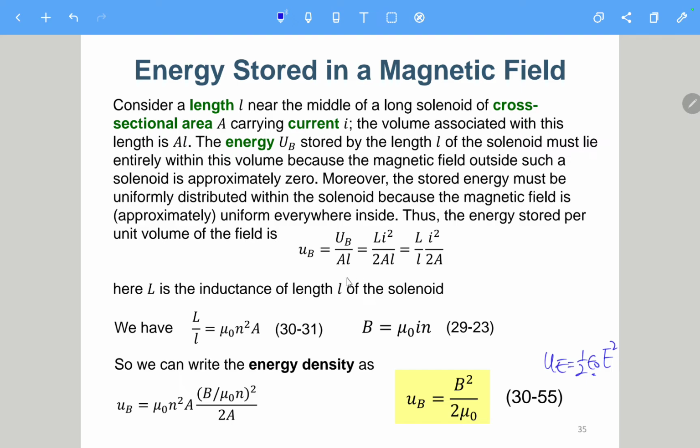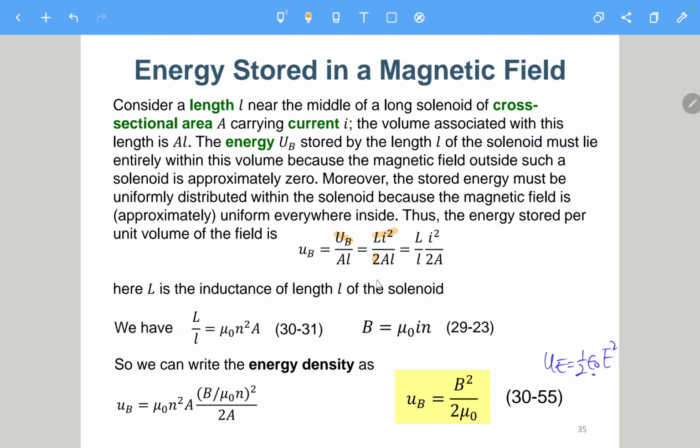inductor. So here, similarly, we have u_B equals capital U_B over the volume. So this is the energy stored in the B field, divided by the volume. The volume is A, the cross-section area, times l, the length of the inductor. Okay, so U_B is 1/2 of L i squared, which is L i squared over 2.